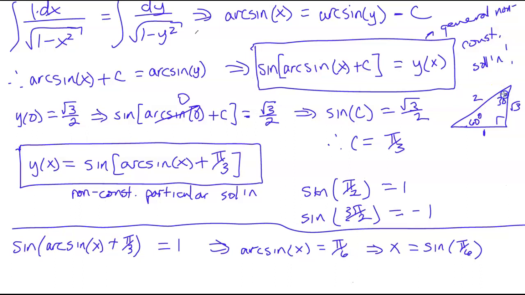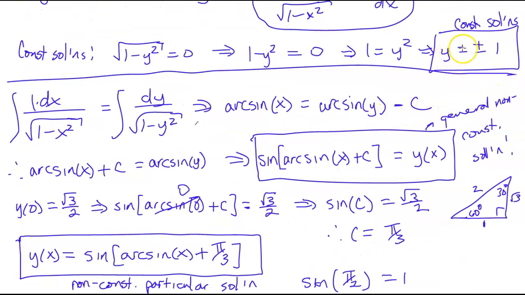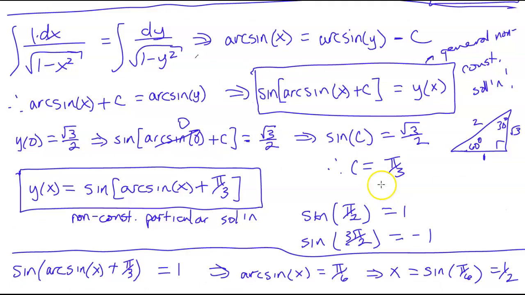I'll just write that here. And of course, sine of 30 degrees would be the side opposite the angle over the hypotenuse. And that would be your 1/2. So that's how we get x is equal to positive 1/2. And so whenever we let x equal positive 1/2 here, that gives us our specific constant solution, y is equal to 1. Okay.